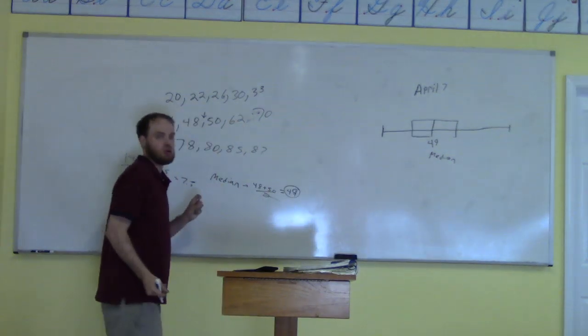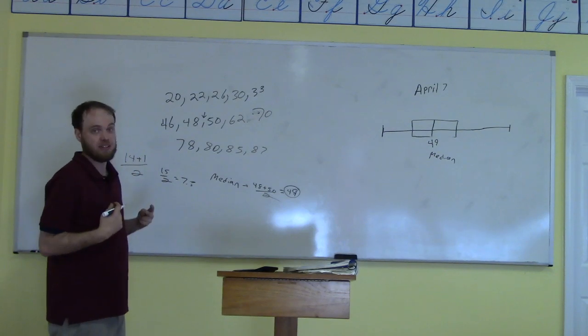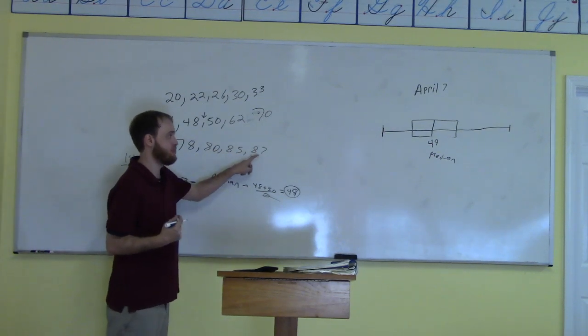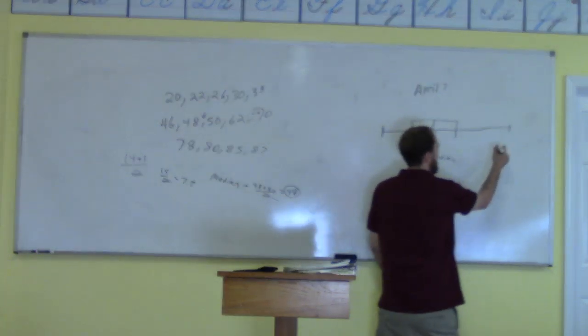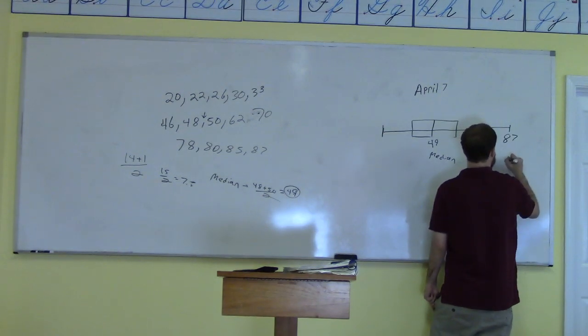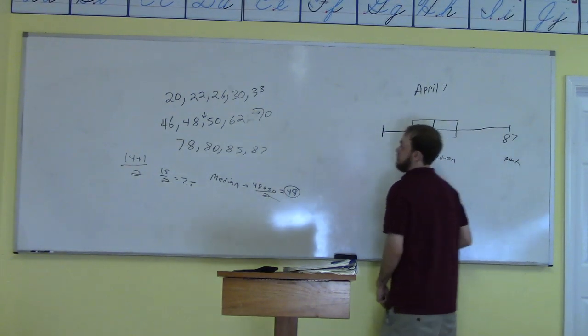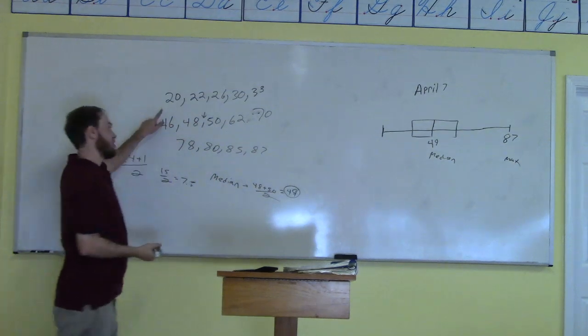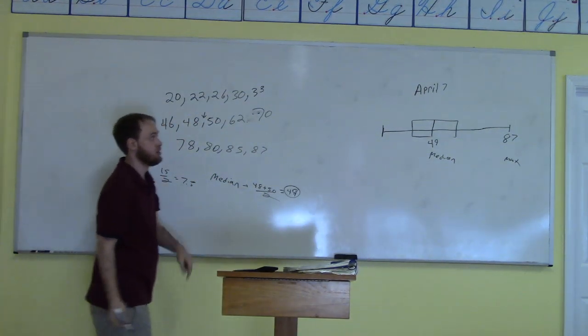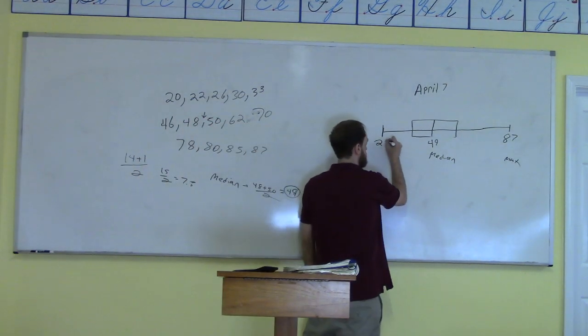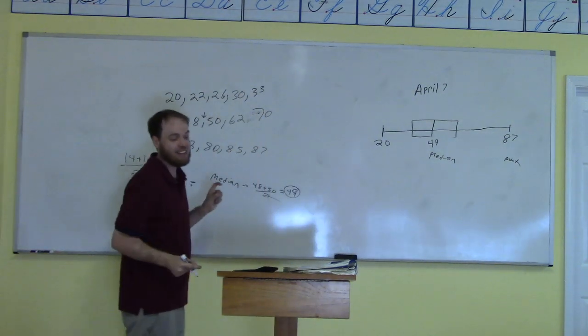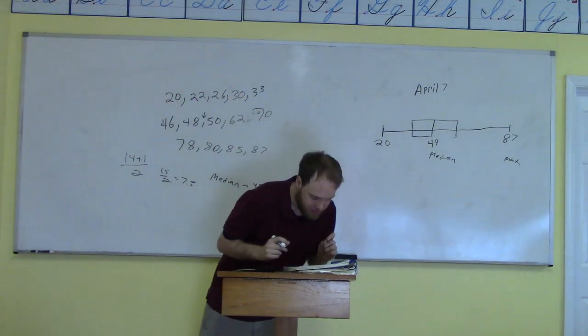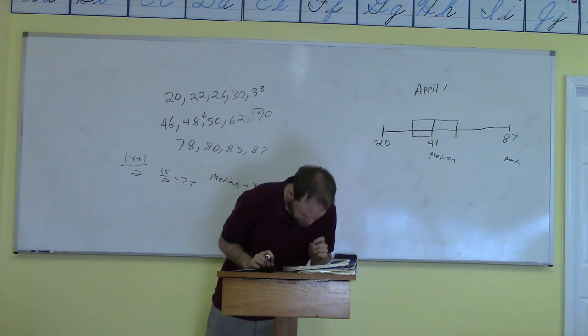Now my maximum is my biggest number. So 87 is my biggest number. So my 87 would come over here at my max. My minimum is my smallest number, which would be the 20. Okay? So that leaves the first quartile and the third quartile.